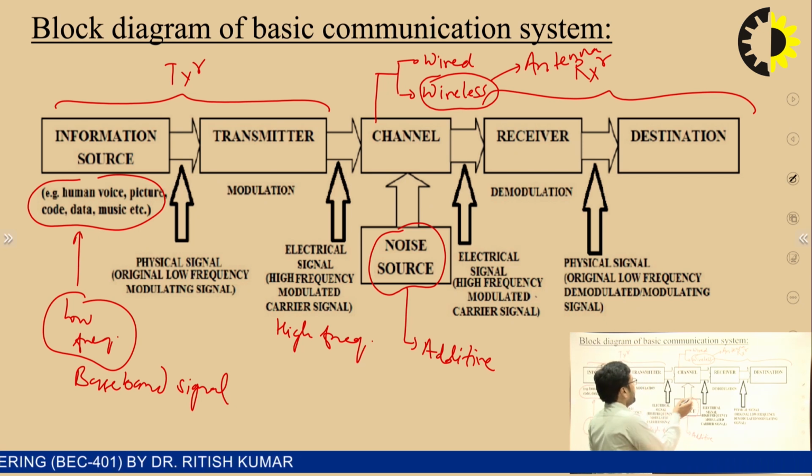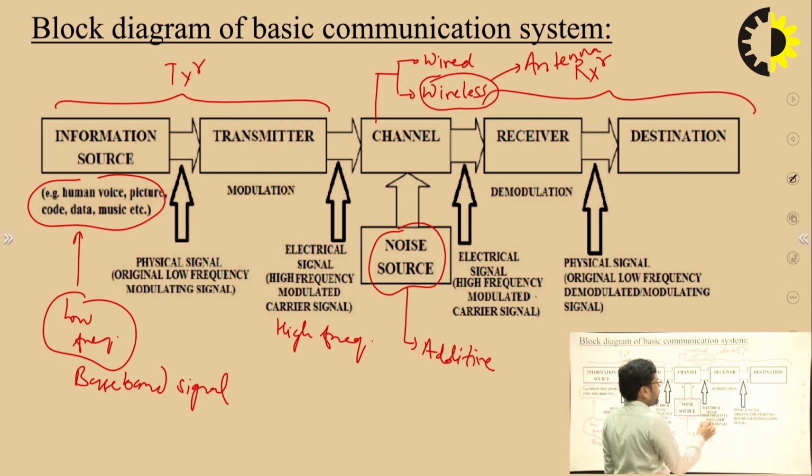So at the receiver side, we are doing the modulation at the transmitter side, then we need to do the demodulation at the receiver side. So the demodulation process is the process to convert the high frequency modulated carrier signal into the physical signal, that is the original signal. Also we can say it is the process of separating the carrier signal from the modulated signal as well. So this is a process of modulation technique. At last, after demodulation, the information reaches the destination.